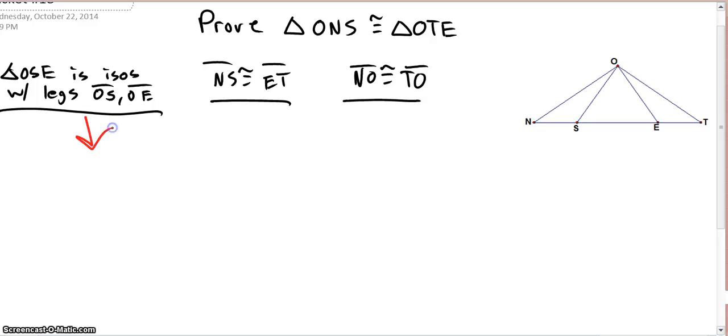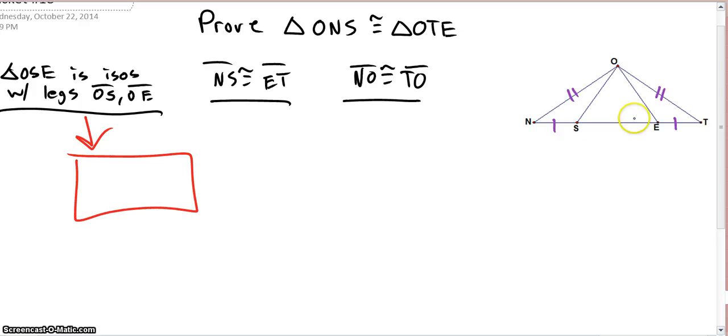Well, we know that isosceles triangles mean congruent legs, and that's actually one of our properties. So why don't we start with that right away? I guess I should probably mark my other givens first. NS congruent to ET and NO congruent to OT. Sorry, I got a little anxious about the isosceles triangle.